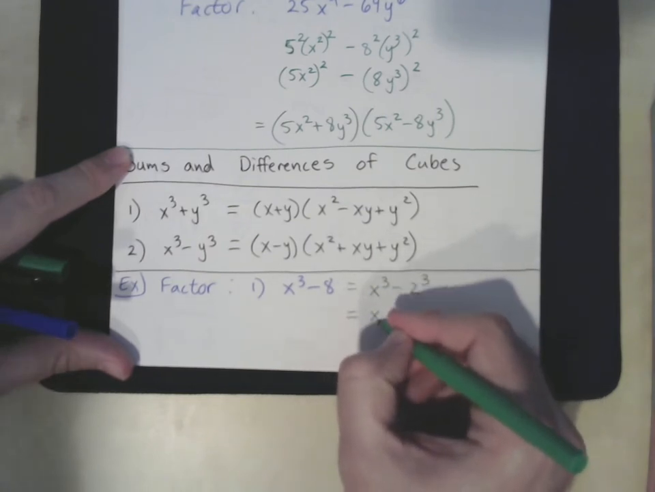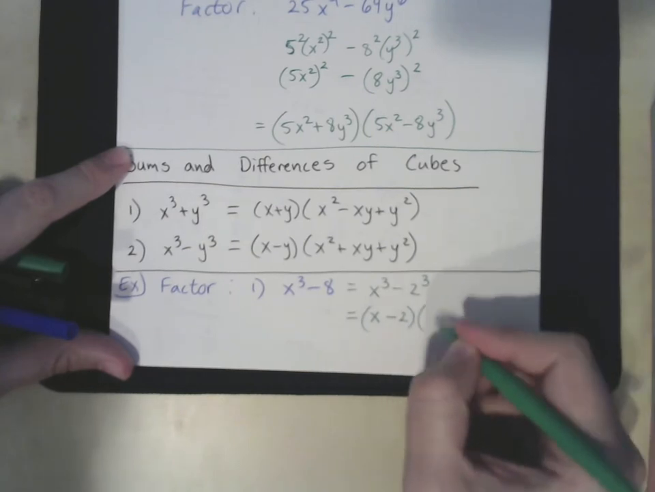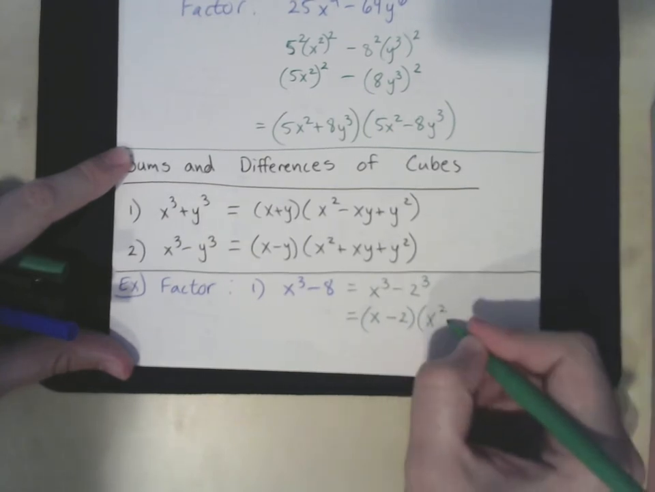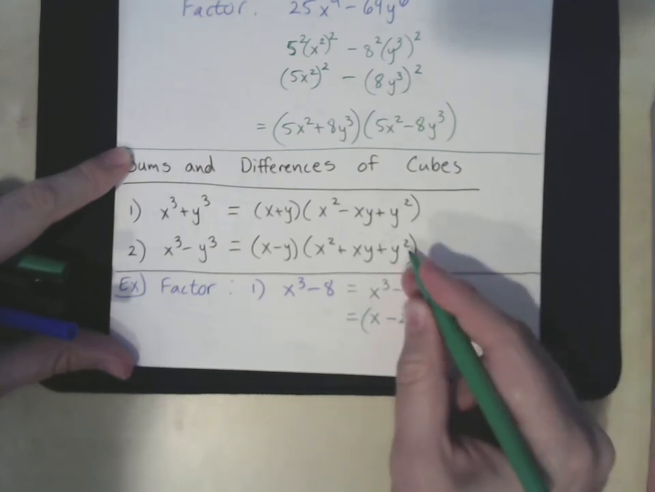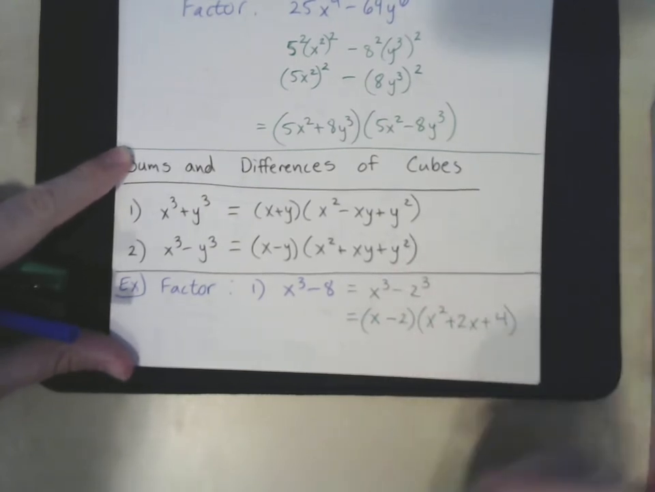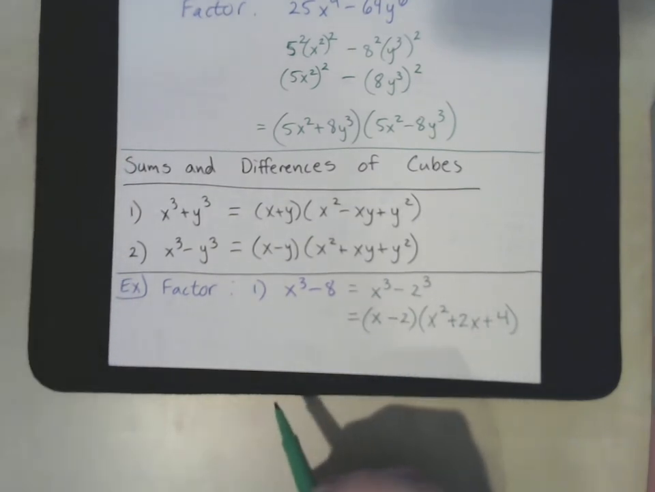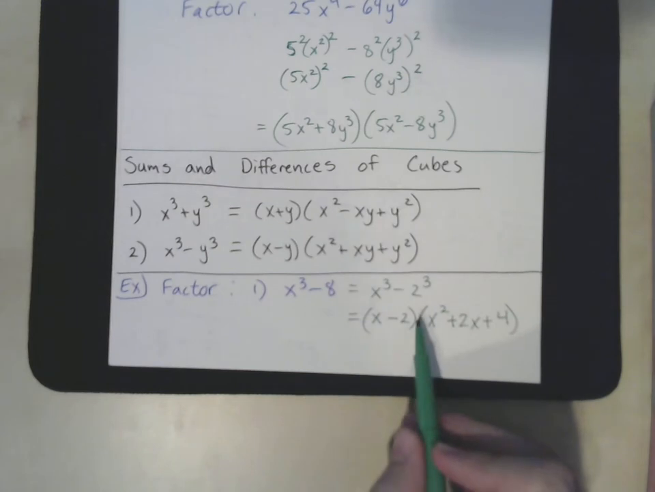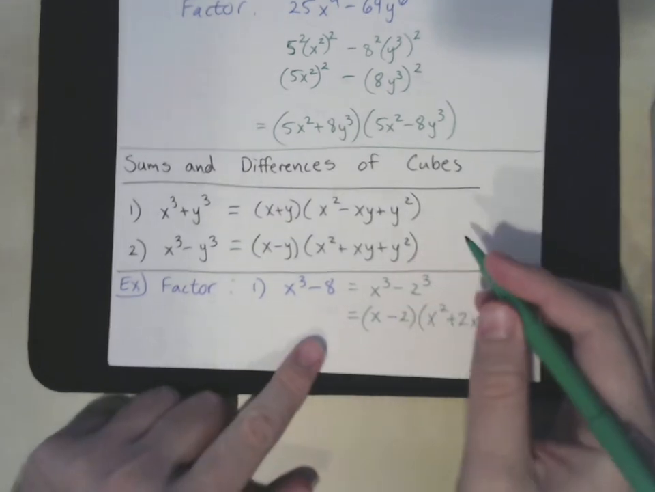So this is x minus 2, and then times x squared plus 2x plus 2 squared, which is 4. And that's as far as it can go, because this trinomial here doesn't factor. And this becomes something that we'll need later on, a topic later on to solve. But that would be our final answer here.